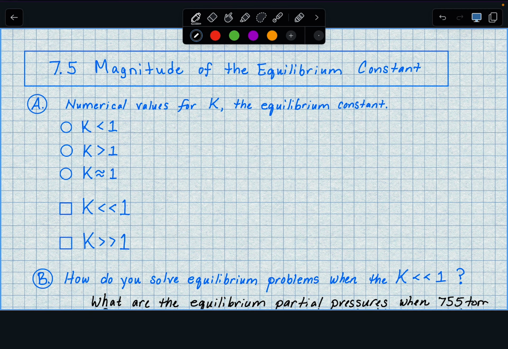This is part of Unit 7 on equilibrium, Topic 5 in AP Chemistry, but it also could be part of your college-level chemistry course on equilibrium. So first, when the K value, the equilibrium constant, is less than 1, it means that reactants are favored at equilibrium. And I've covered that in a previous video with some graphs.